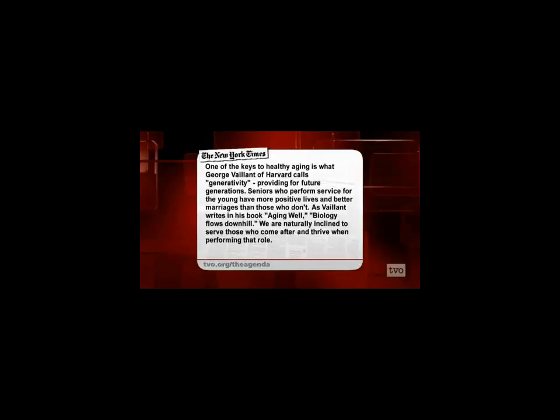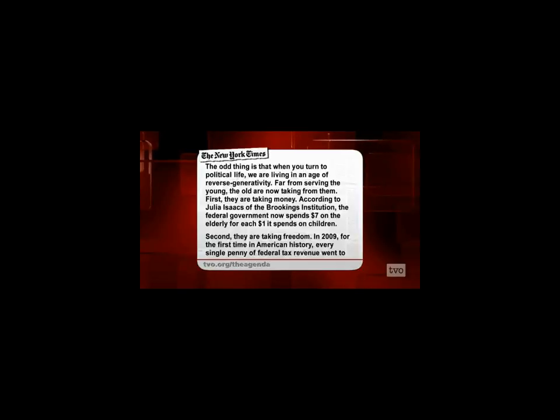Okay. You read David Brooks in the New York Times, I bet, from time to time. Here's what he had to say very recently on this. One of the keys to healthy aging is what George Valiant of Harvard, your alma mater incidentally, calls generativity. Providing for future generations. Seniors who perform service for the young have more positive lives and better marriages than those who don't. As Valiant writes in his book Aging Well, biology flows downhill. We are naturally inclined to serve those who come after and thrive when performing that role.